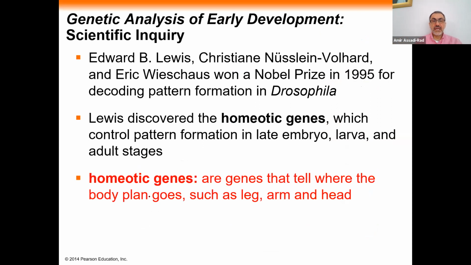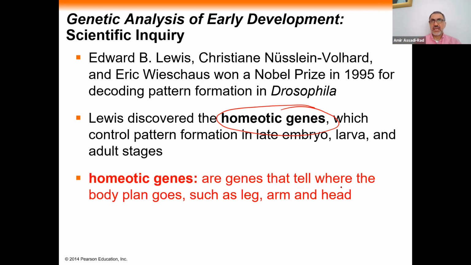Genetics is always the analysis of early development, scientific inquiry. Lewis and Nüsslein-Volhard won the Nobel Prize for decoding pattern formation in Drosophila. They discovered the homeotic genes, which are very important, you should know this. They control pattern formation in late embryo, larva, and adult stages. Homeotic genes tell where the body parts go, such as legs, arms, and head.